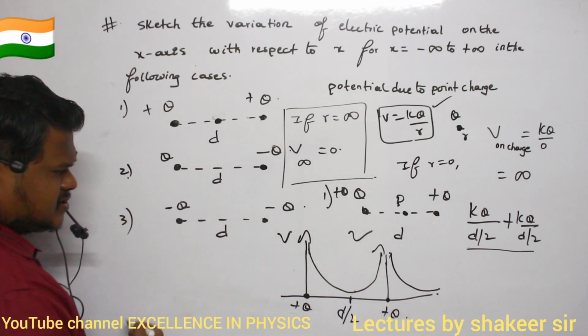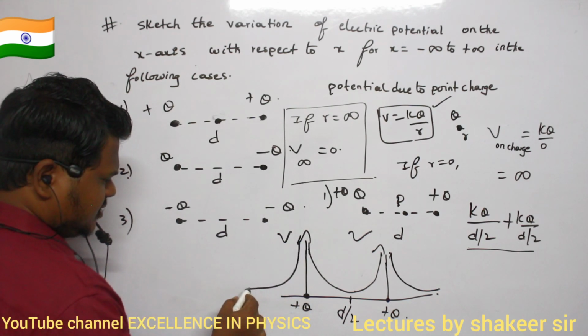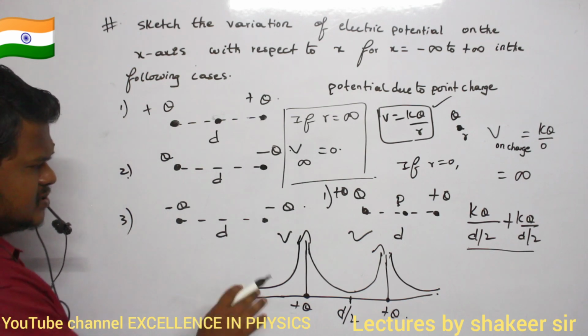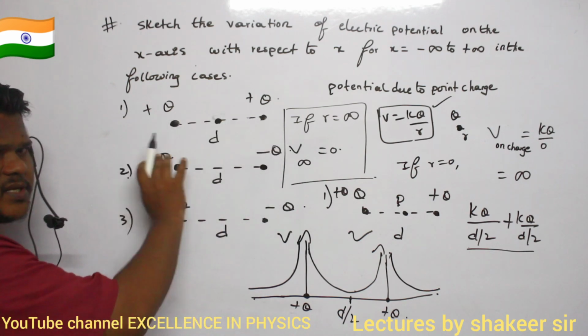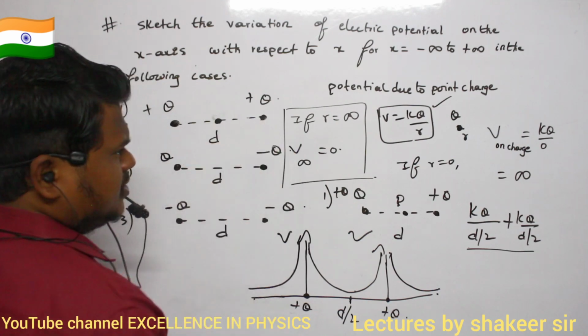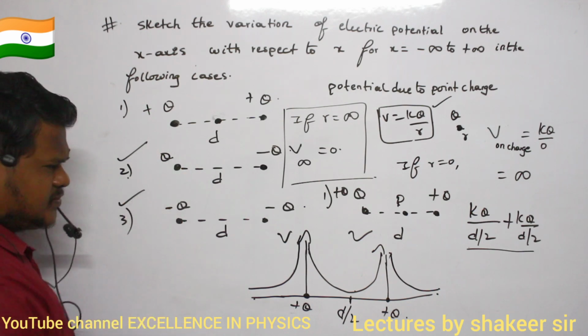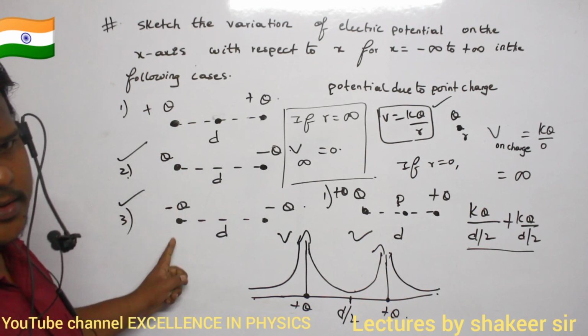Similarly, what about the graph on this side? Same charge, same type of graph. So this becomes our graph. That's all. So this is the graph for the first arrangement of charges. This is also a positive charge, this is also a positive charge. Now you try to draw the graphs for these two, the second arrangement and third arrangement.